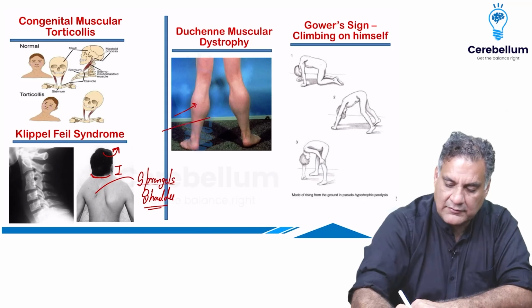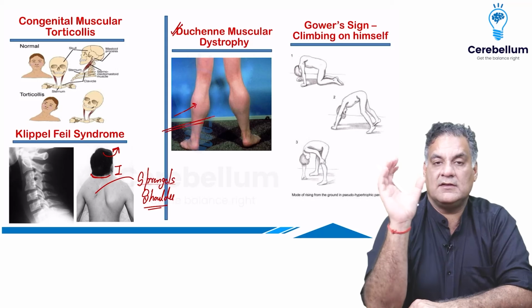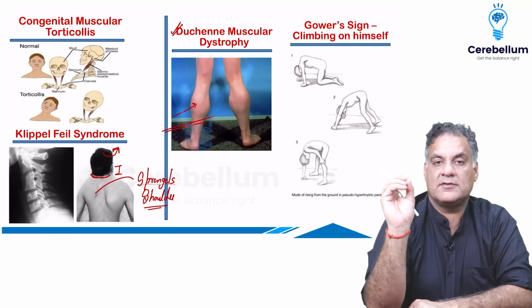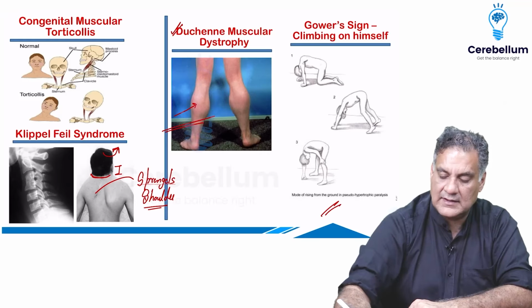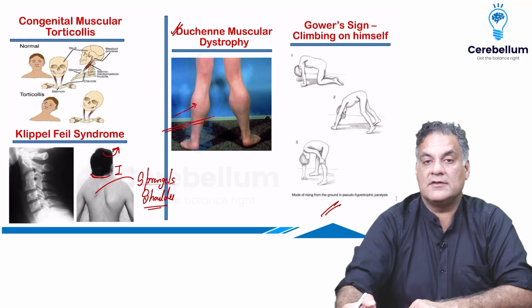Pseudohypertrophy of calf is a feature of Duchenne's muscular dystrophy. Duchenne's, right? Muscular dystrophy is a dystrophin gene mutation, which is the largest gene in the human body, which has a proximal muscle weakness. The patient has difficulty in getting up from the ground. He uses the support of his own body called Gower's sign.